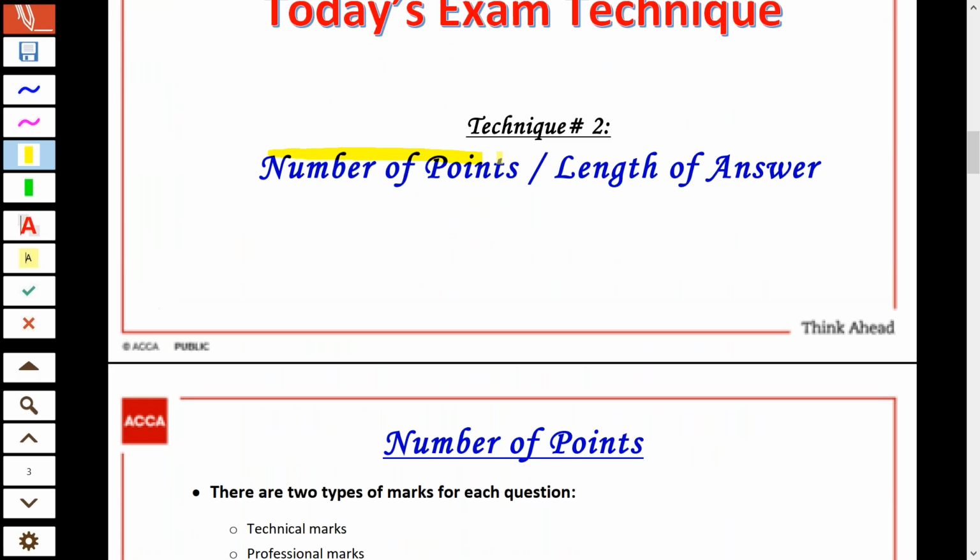So I will talk about number of points and the length of the answer. Okay. So do you think there is any relation between number of points and the length of the answer? Absolutely yes. The more number of points you write, the more lengthy will your answer get, right? So you need to balance the number of points versus the total length of the answer.